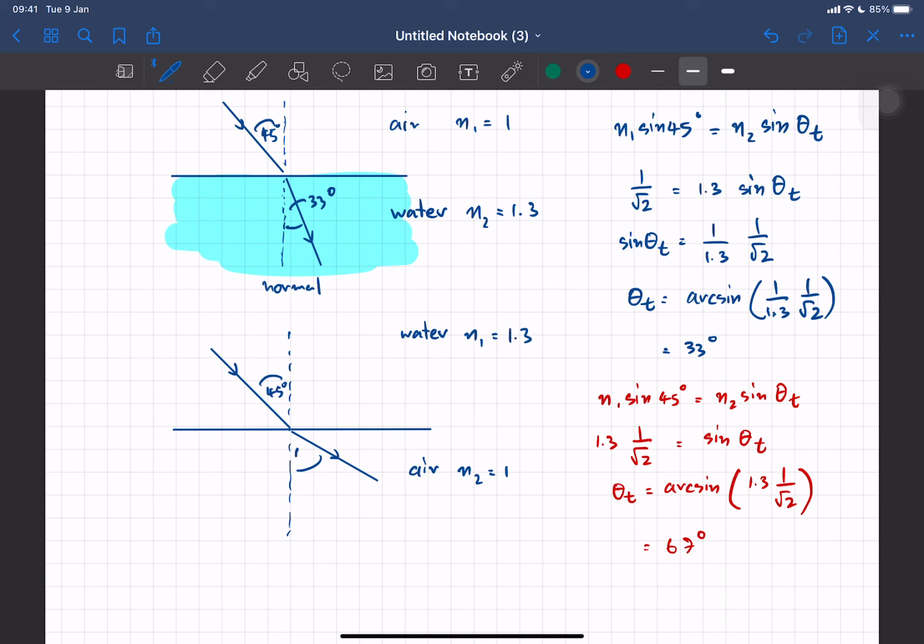Okay, so the angle here is 67 degrees. You can see that it's larger than the incident angle. So this is something that you should at least know, that if it's going from high index to low index, it's going to go away from the normal line.